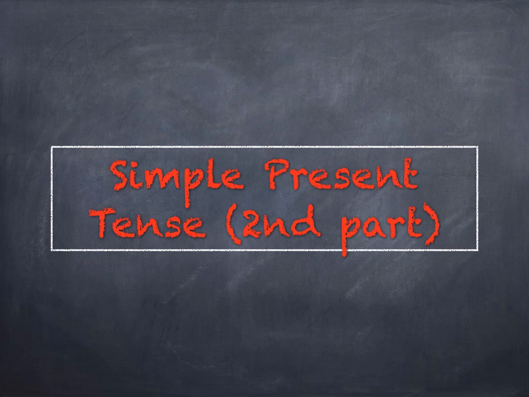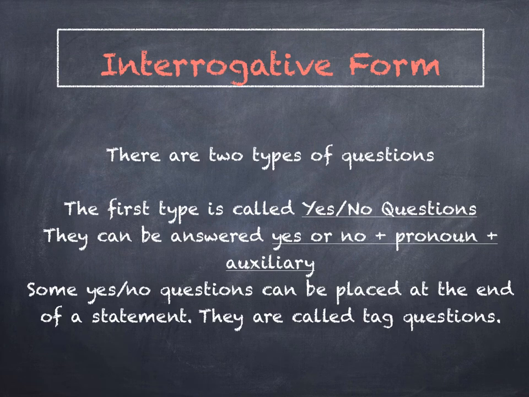Let's go with the second part of the simple present tense. Now we'll be talking about the interrogative form. So there are two types of questions. The first type is called a yes-no question.